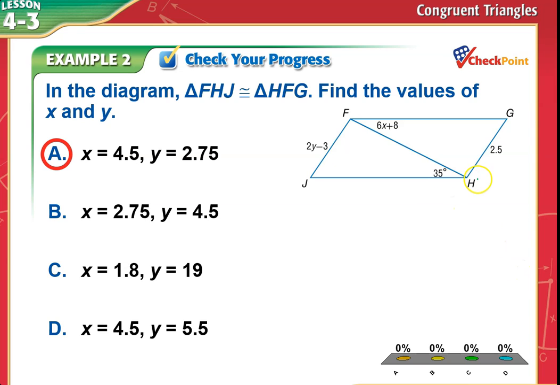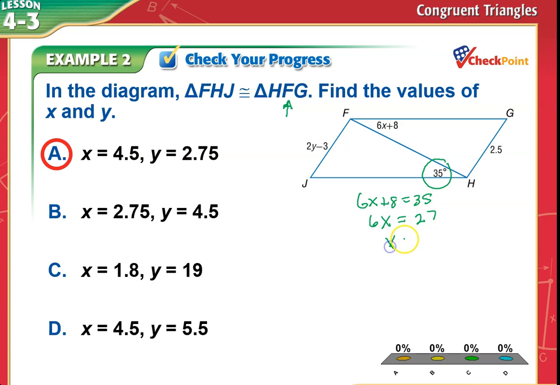Okay, so what we know, right? We can write down what we have here. We have angle H is 35 degrees. That's also going to be congruent to angle F because the corresponding parts of congruent triangles are congruent. So we should have 6x plus 8 is equal to 35. And that shouldn't be too hard, right? And then we take 6x, subtract 8 from both sides, and that gives me 27.